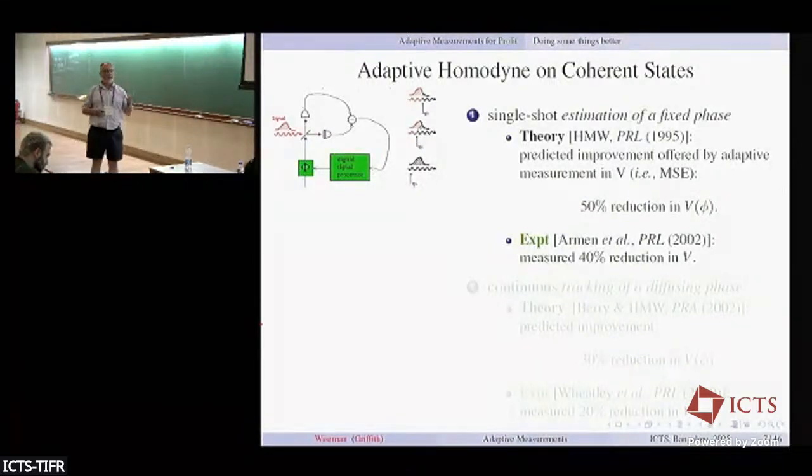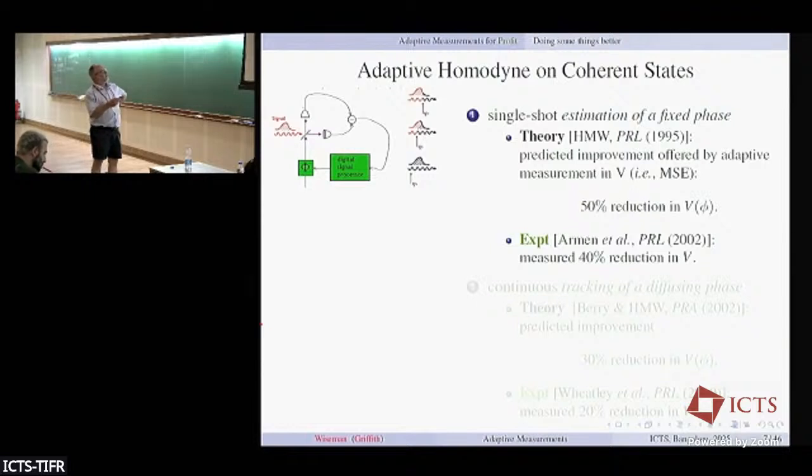Well, the standard way of doing it is to do heterodyne detection. But if you actually do adaptive detection, and this is a cartoon which Hideo Mabuchi produced, which I've just stolen, because being a theorist, I was always too lazy to actually draw anything like this. The idea is, the red is the bit of the signal which hasn't been measured yet.